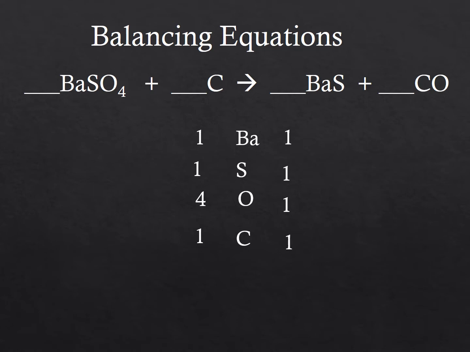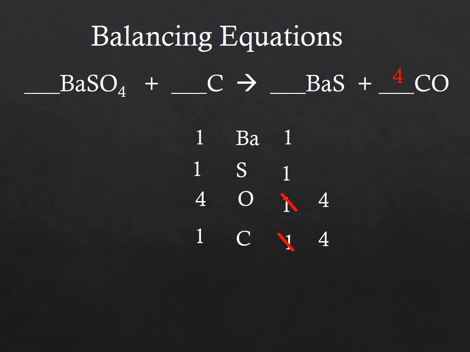Okay, so pretty simple. The only thing you need to look at is oxygen, because that's the one that's not balanced. So we have to make sure that 1 turns into a 4 by multiplying by 4. 4 times 1 is 4 oxygens. It also changes carbon, because oxygen is with carbon in carbon monoxide, CO. So that carbon changes to a 4 as well.